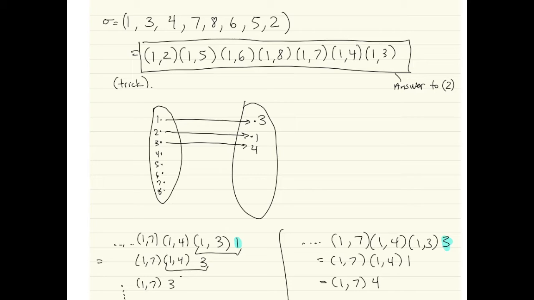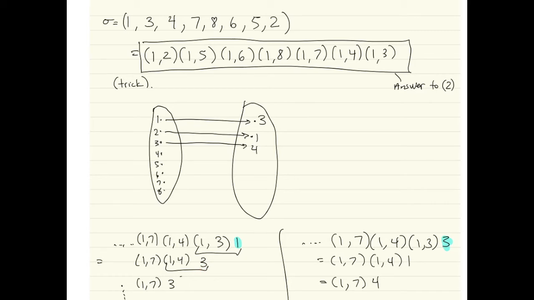Well, we have to see or show that this product here sends 1 to 3, 3 to 4, 4 to 7, and so on. So let's see what it does to 1. Because function composition works from the right to left, we have to start with the 1 out here. So that's what's happening down here. I ask, what does (1 3) do to 1? Well, it sends 1 to 3. So (1 3) applied to 1 sends it to a 3.